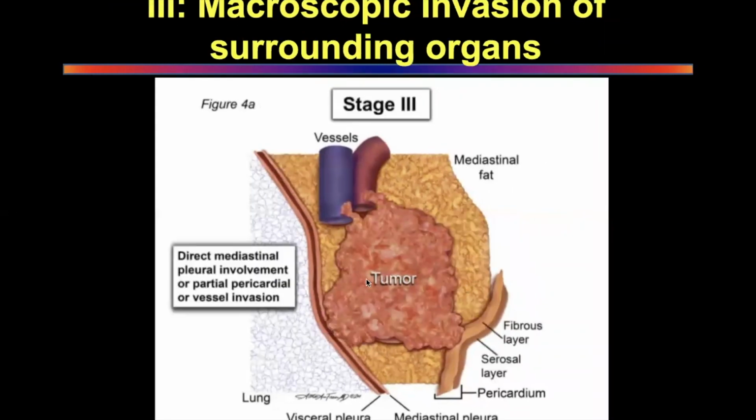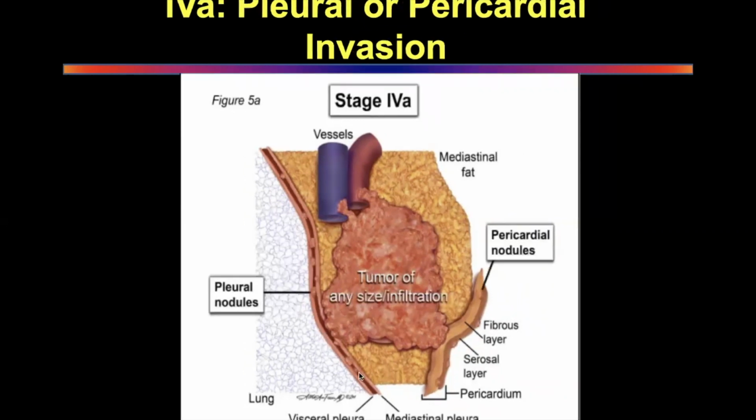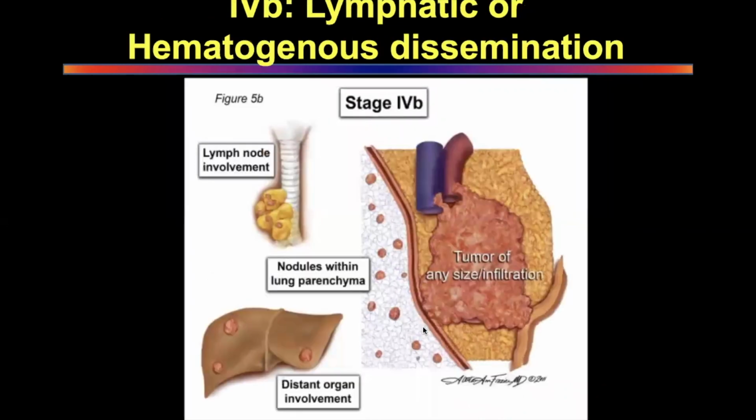Stage 3 is when it has gone into the pericardium, but limited to the fibrous layer of the pericardium, not involving the serous layer. When it has gone to the vessels, or it has gone to the mediastinal pleura, but not yet gone into the lung. This is the visceral and the parietal pleura. And stage 4A is when there are multiple nodules on the pleura, but nothing in the lung as yet. There are multiple nodules on the pericardium. And stage 4B is when it has gone outside the thorax, or it has gone into the substance of the lung. Okay. So this is important to understand the various 4 stages.